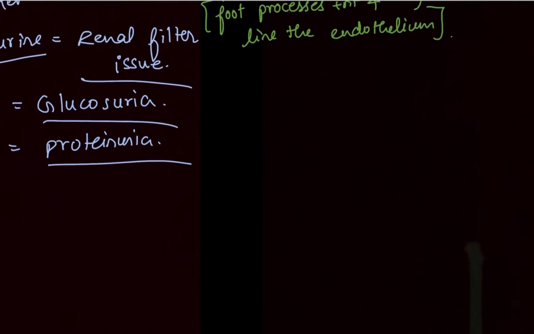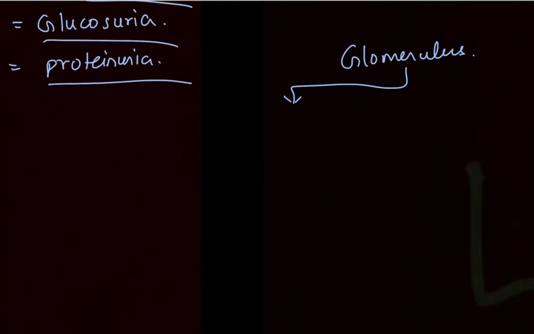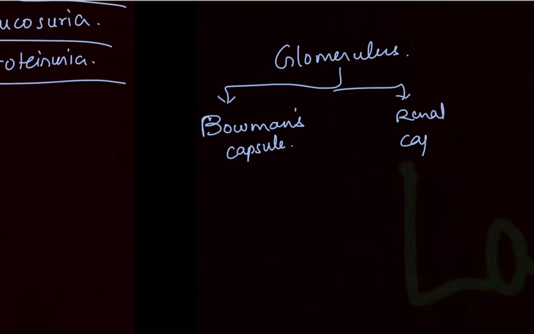So for the glomerulus, you should know one more thing. Write down glomerulus. It has the Bowman's capsule and renal capillaries.